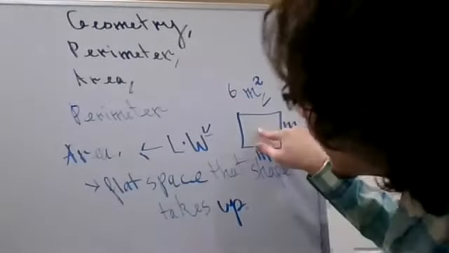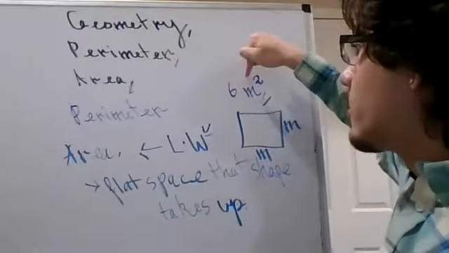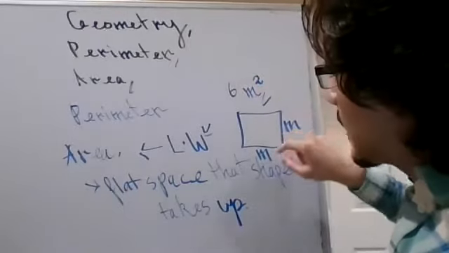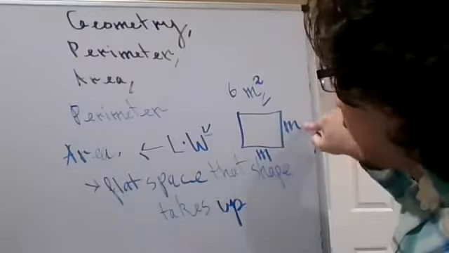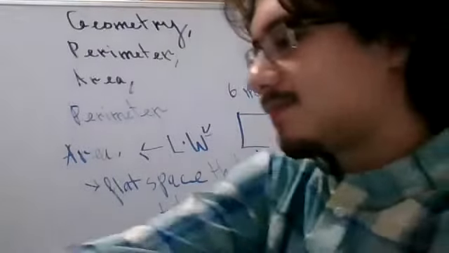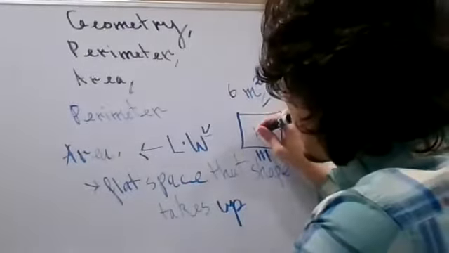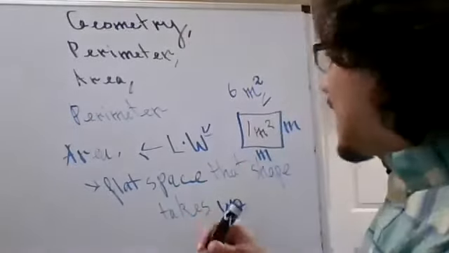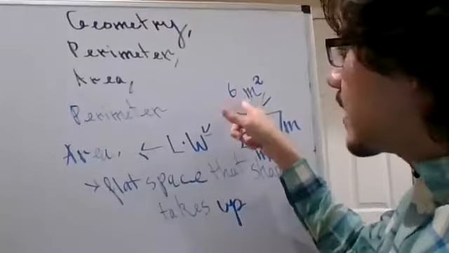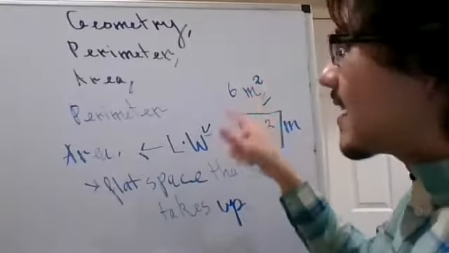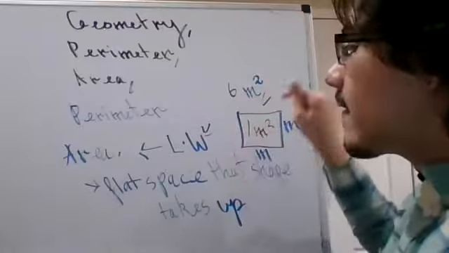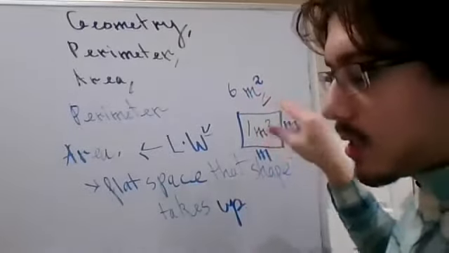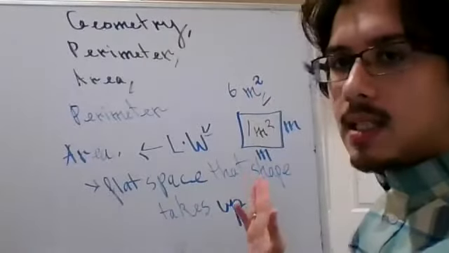So this square, notice how we're using 6 square meters. So a square is 1 meter by 1 meter in this instance, an area of 1 meter squared. And this value of 6 meters squared says that in an area of 6 meters squared, we can fit 6 of these 1 meter squared squares. Does that make sense?